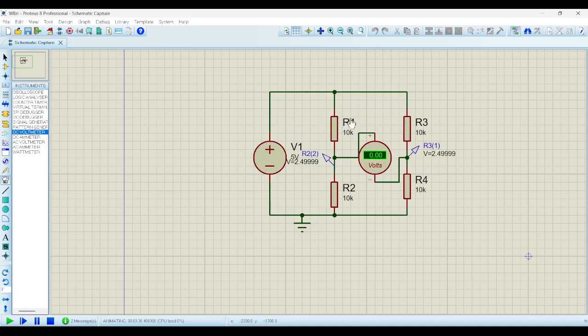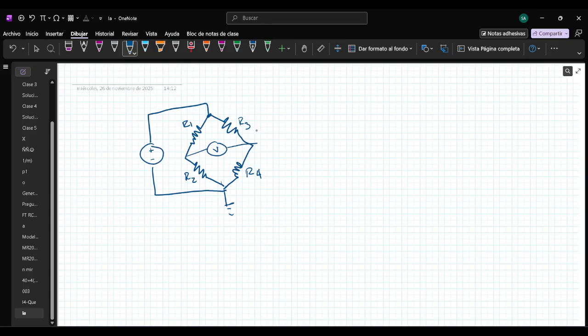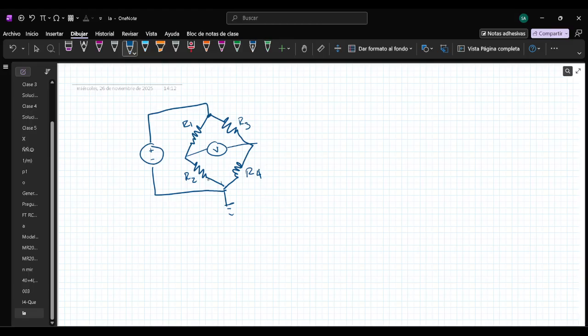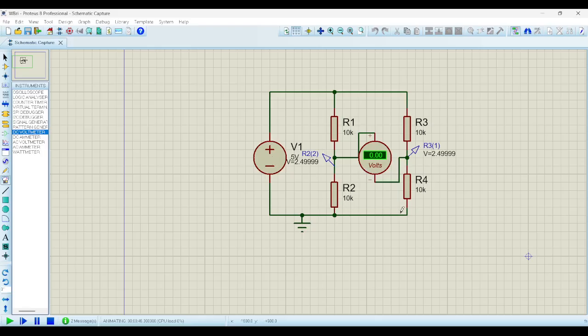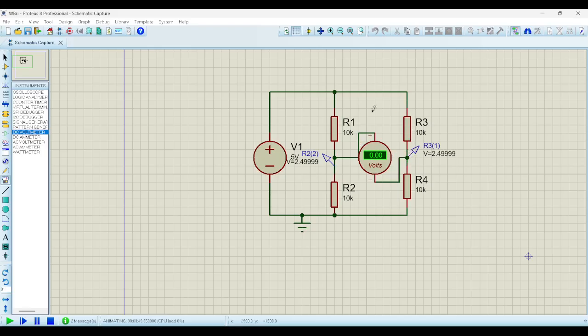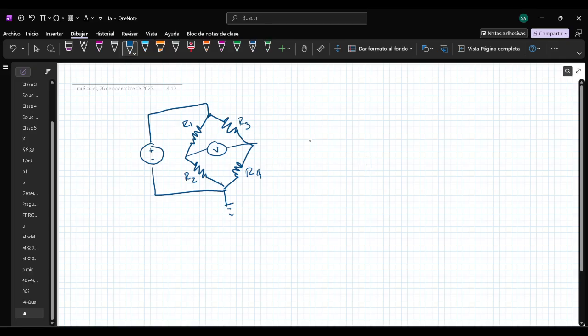Just I have this vertical, but R1 is connected to R3, R1 is connected to R2, R2 is connected to R4, and R4 and R3 are connected here. So it's the same circuit, it's just redrawn in a different way.